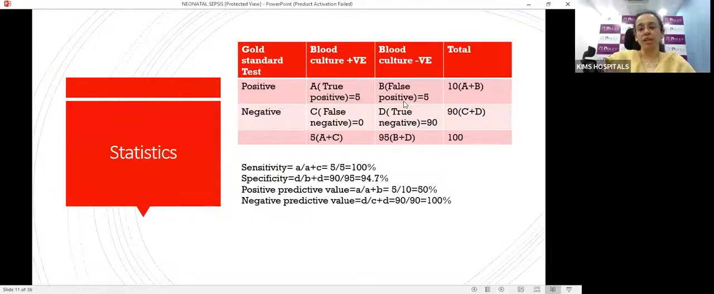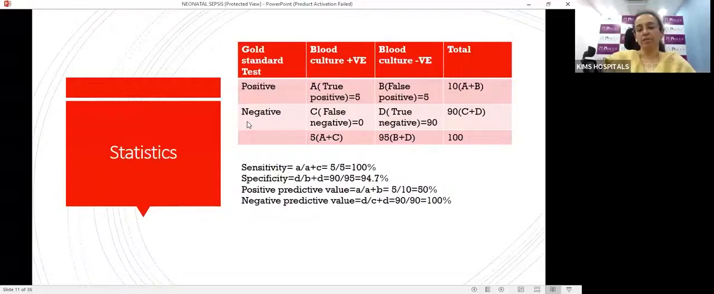False positive is when the test in question has come positive, but the blood culture in this case is negative. So that is a false positive. When actually there is not an infection, the test is showing it as positive. So the total of A plus B will come in this case to be 10. So A by A plus B will be the positive predictive value of such a test. In this case, it is around 50%.